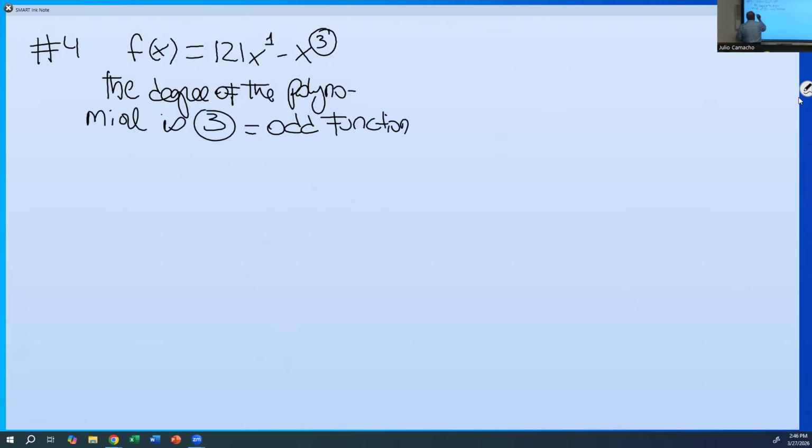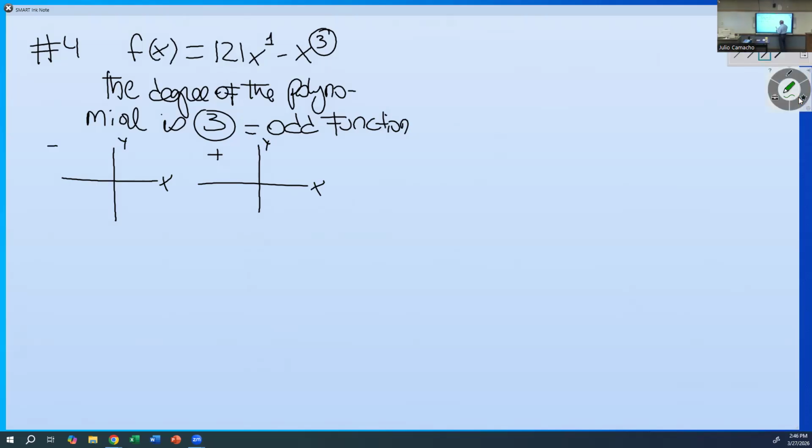And you know that odd functions, you have two options, no? I will put the negative first and the positive this time for the sake of the example. That is your y, that is your x. And you know, for all odd functions, without exception, if it's negative, it will rise in the left and fall in the right. And if it's positive, it will fall in the right and rise in the left.